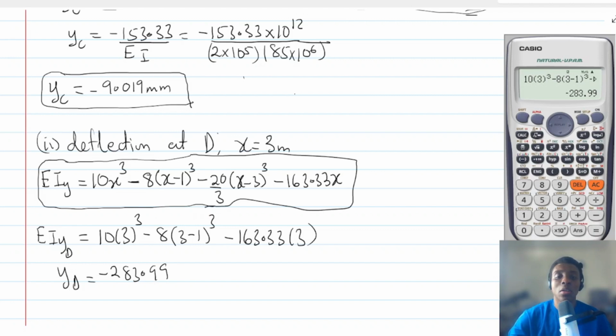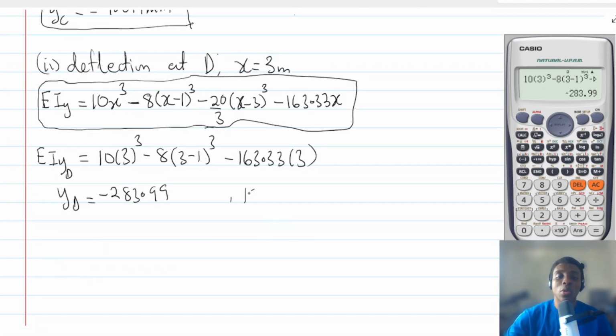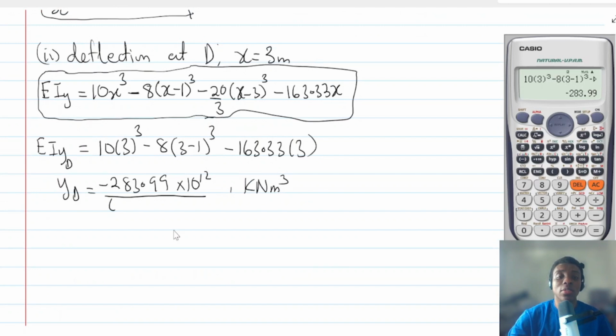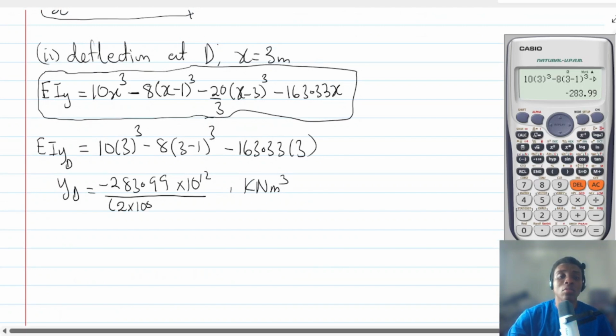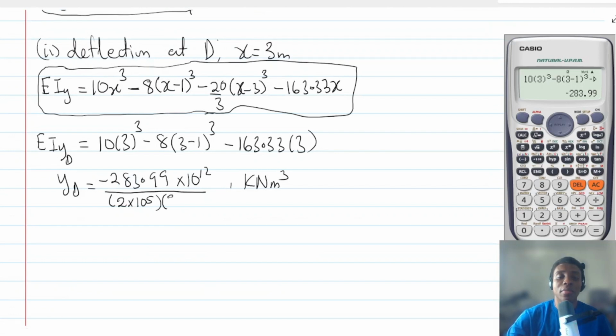Okay. So this minus 283.99 that we've gotten, again, it's in kilonewton meter cubed. So kilonewton meter cubed. Therefore, we need to convert. And then the conversion is that you multiply by 10 to the power 12. Then you divide by EI again, which is 2 times 10 to the power 5, multiplied by 85 times 10 to the power 6.